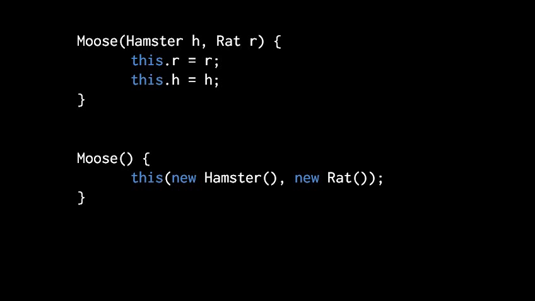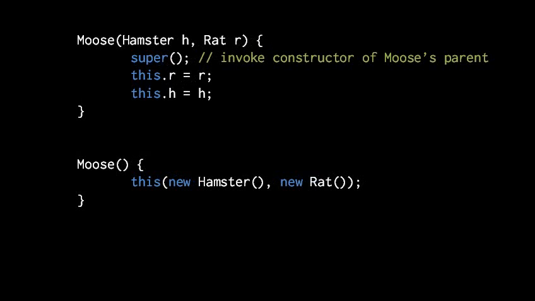Another thing a constructor might do is invoke one of the constructors of its parent, and this is done by invoking the reserved word super. So here in the first line of this top Moose constructor, we are invoking the argumentless constructor of Moose's parent. This makes sense because when you extend from another class, you still want all of the setup work that's done in that parent class to also be done for all of the children. You just want the children to do additional setup work.